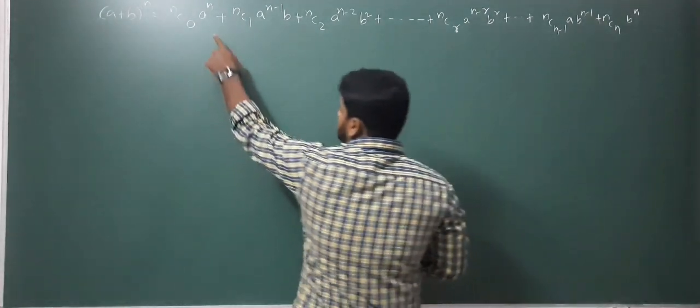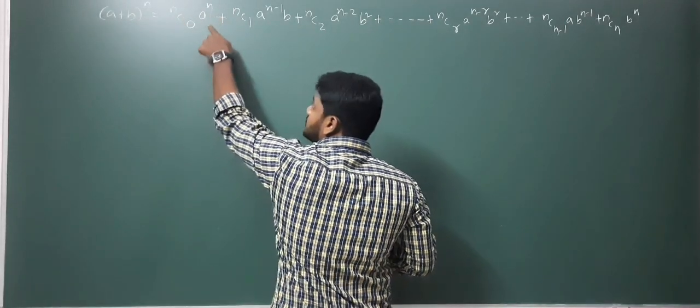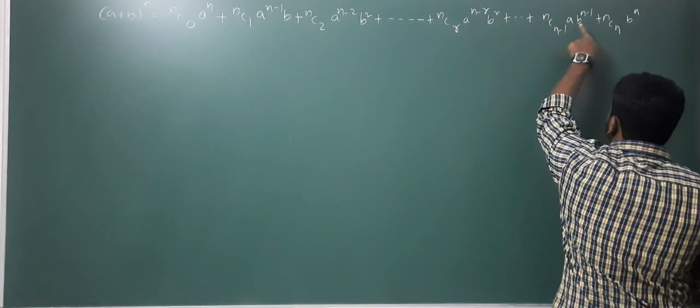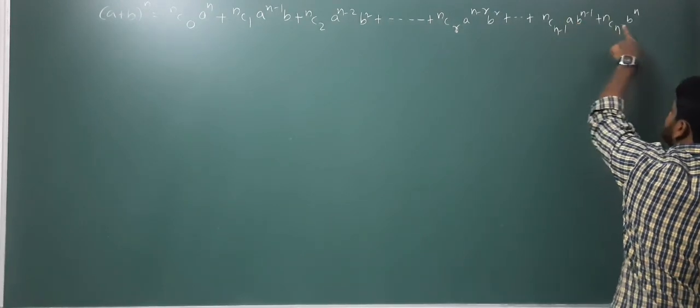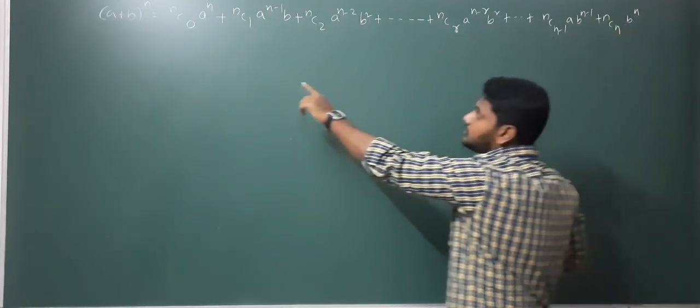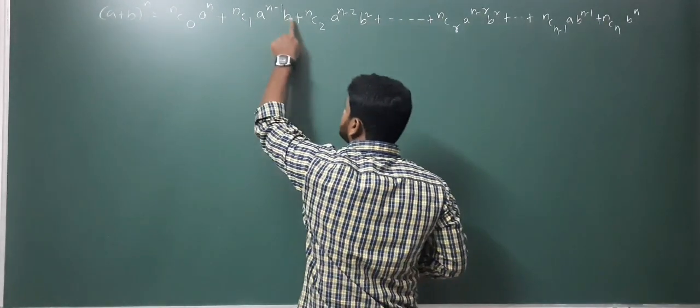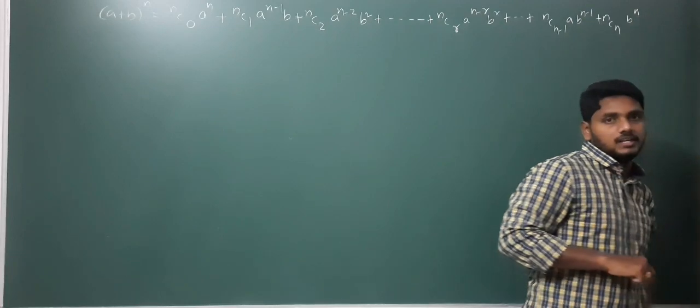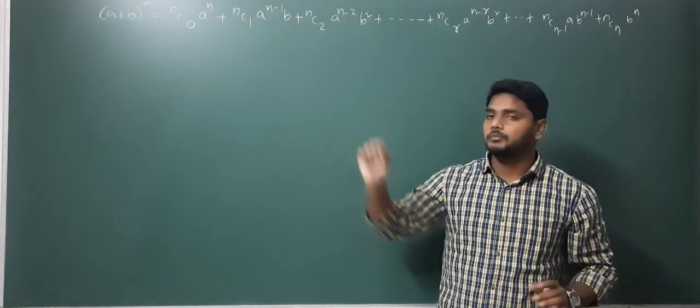Now another thing: a power n. The index n means first it will be a power n, next a power n minus 1, n minus 2, n minus r, and so on, down to 1 and then 0. For b, the power is first 0, next 1, then 2, then 3, and so on, n minus 1, up to n. So this is the general formula.